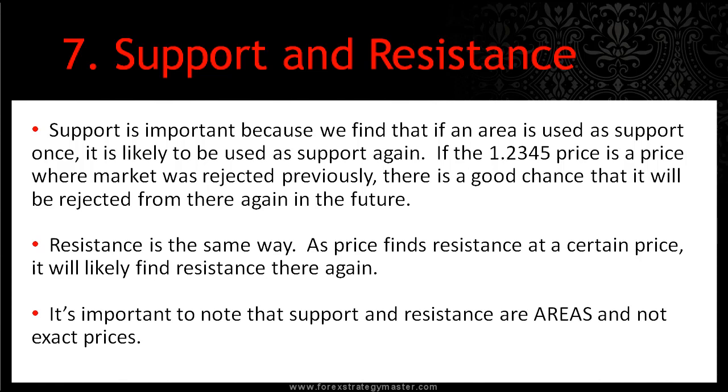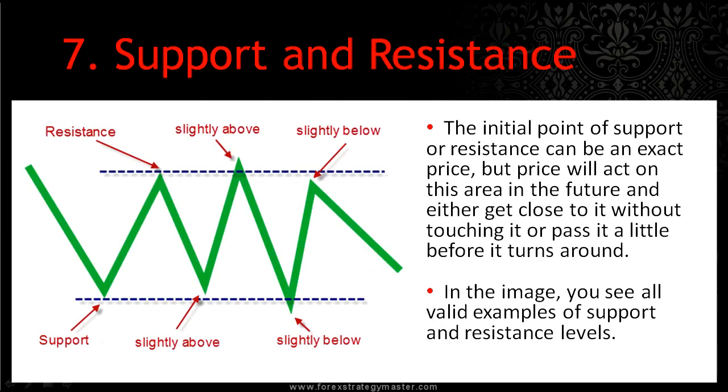It's important to note that support and resistance are areas and not exact prices. The initial point of support or resistance can be an exact price, but the price will act on this area in the future and either get close to it without touching it or pass it a little bit before it turns around. In the image, you're going to see all the valid examples of support and resistance levels.